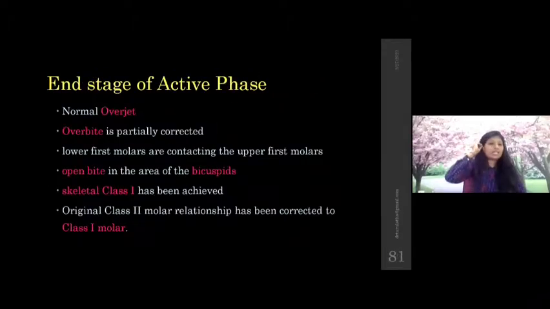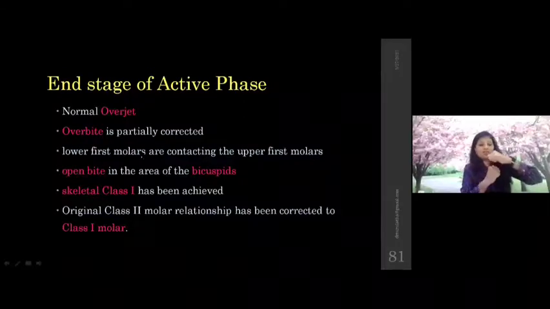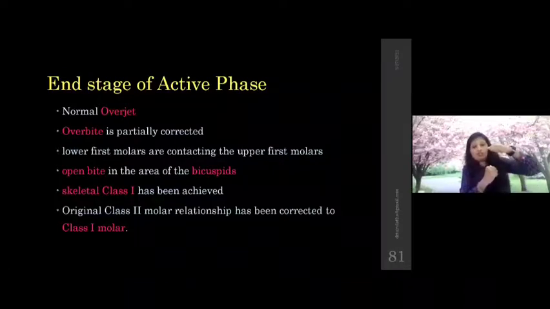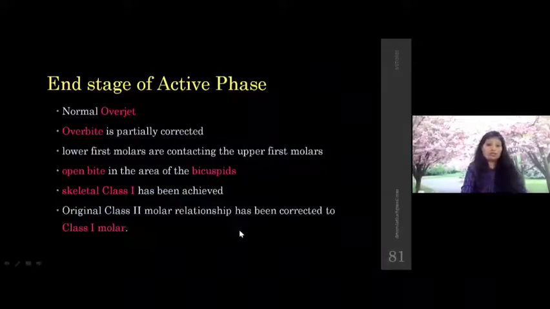At the end stage, that is at the end of active phase, you see that there is a normal overjet, normal overbite 2 millimeter, and then you see that the lower molars are perfectly in occlusion with the upper molars in Glassman relation. But there will be a certain amount of open bite in the bicuspid region, and you see skeletal class 1 relationship is also achieved in this stage, and molars are in perfect class 1 relationship.